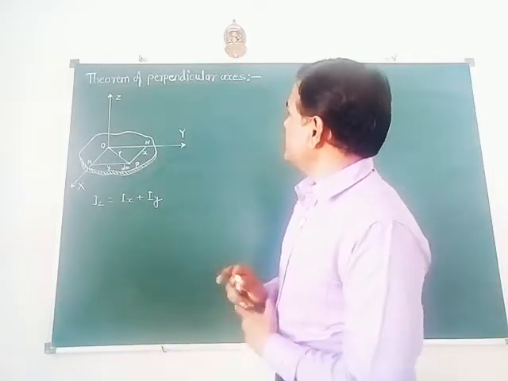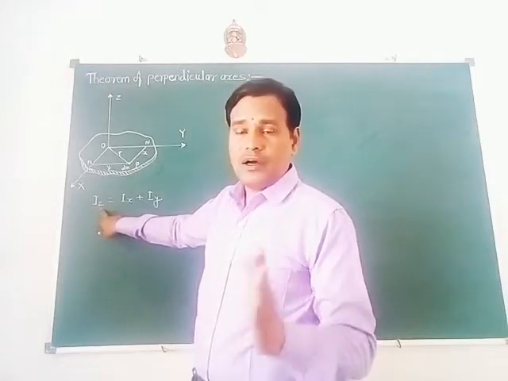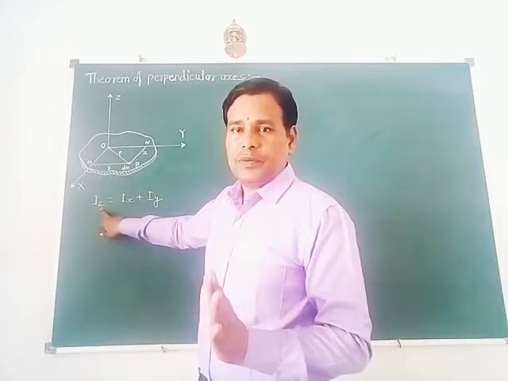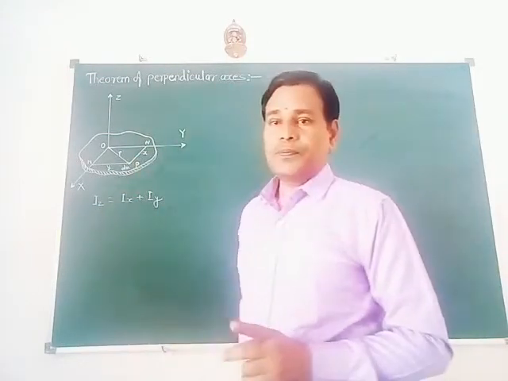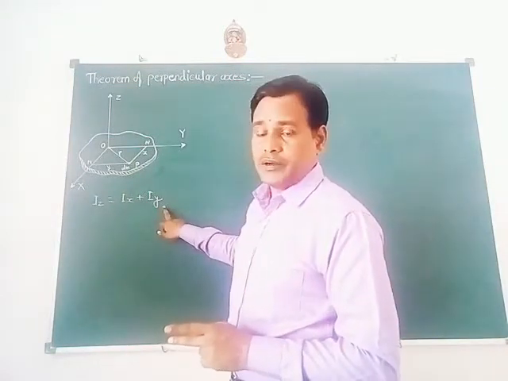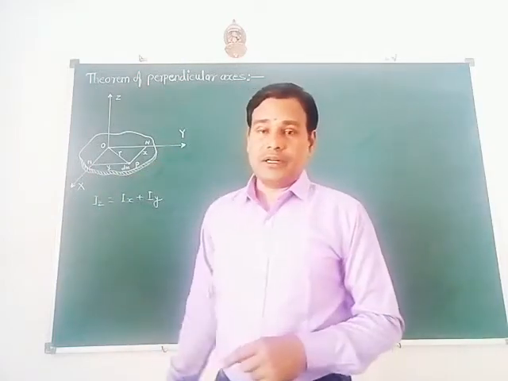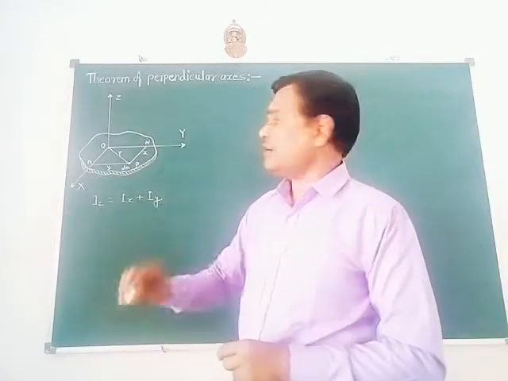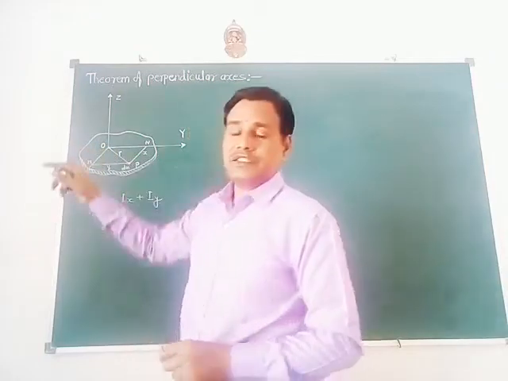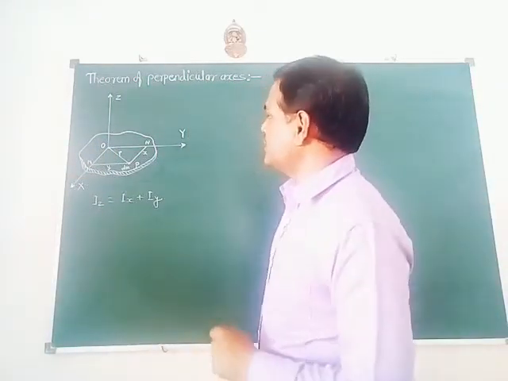So the theorem of perpendicular axis states that the moment of inertia of a plane lamina about any perpendicular axis is equal to the sum of its moments of inertia about two mutually perpendicular axes in the plane of the lamina. The two mutually perpendicular axes must intersect at the point where the perpendicular axis cuts the plane of the lamina. So this is the statement of the perpendicular axis theorem.